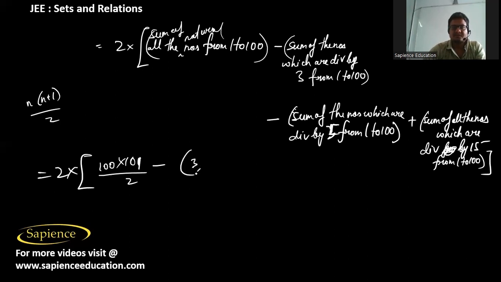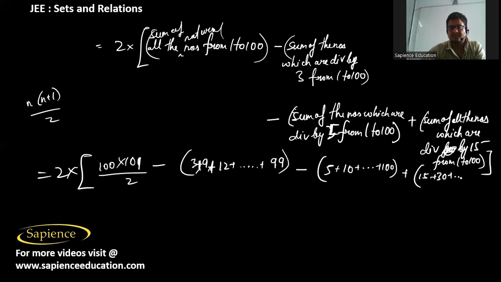And similarly here, now this will be the sum of 3 plus 6 plus 9 plus 12 plus, then this is 99, then minus the sum of the numbers which are divisible by 5, from 1 to 100, so it is 5 plus 10 plus till 100, and plus the sum of the numbers which are divisible by 15, so that is 15 plus 30 plus till 15 times 7 is 105, and 15 times 6 is 90, so till 90 it will go.